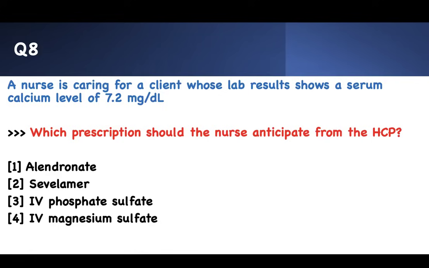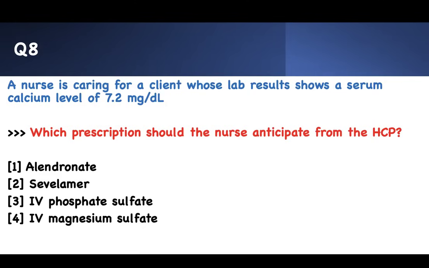Alendronate, what does it do? It blocks the release of calcium. Therefore, it's going to decrease your calcium. You don't pick it. It's a bisphosphonate. We use it for osteoporosis. Sevelamer is used to decrease specifically phosphorus. It does not affect your calcium.